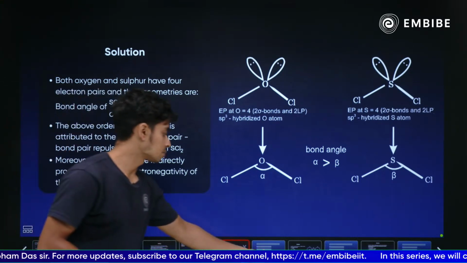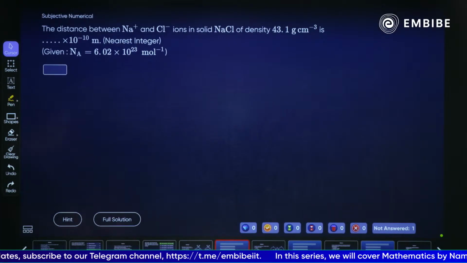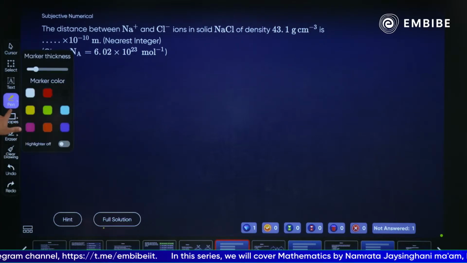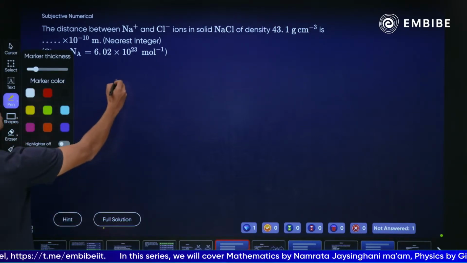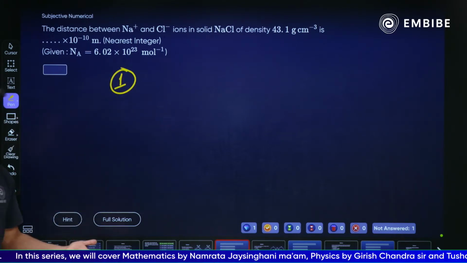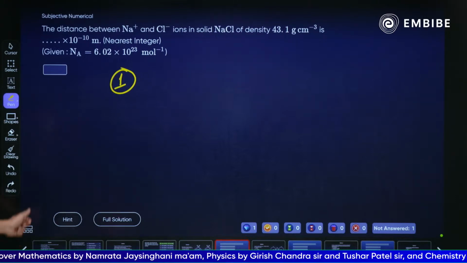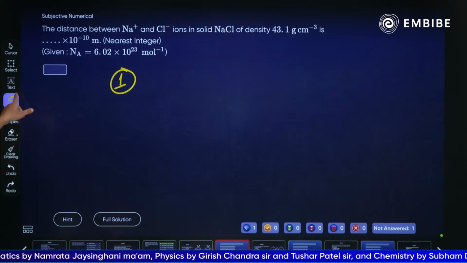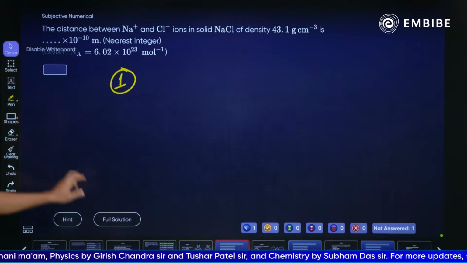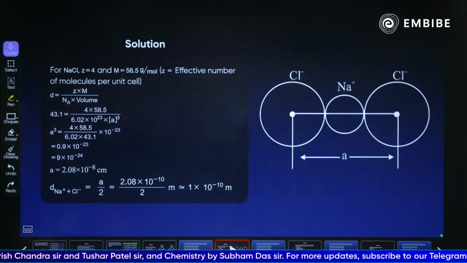So we'll go to question 21. This is a subjective numerical type question. The answer here is 1. Answer is 1. Subjective numericals, you have an integer. 1 is the answer here. Solution slide is here. Okay, you guys can take a screenshot.